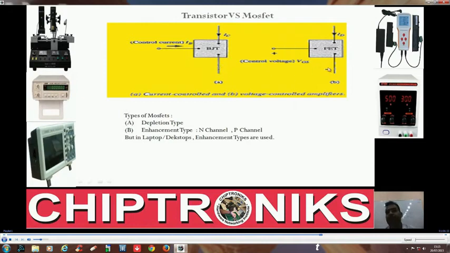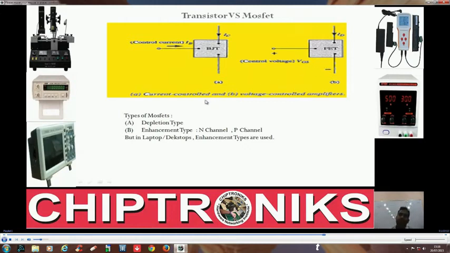Whereas in a MOSFET, the voltage difference between gate and source governs the flow of current between drain and source. Whether the current will move from drain to source or source to drain is dependent on the voltage difference between gate and source. So in other words, we can say a transistor is a current control device, whereas a MOSFET is a voltage control device. So wherever we find a transistor, we always talk about current, never voltage, whereas in a MOSFET we always talk about voltage between gate and source.